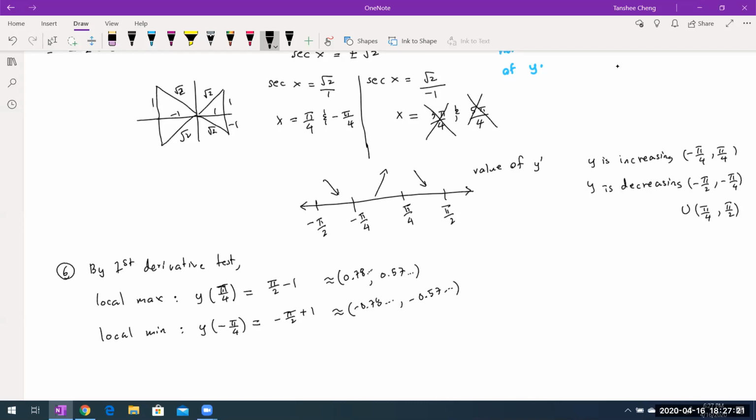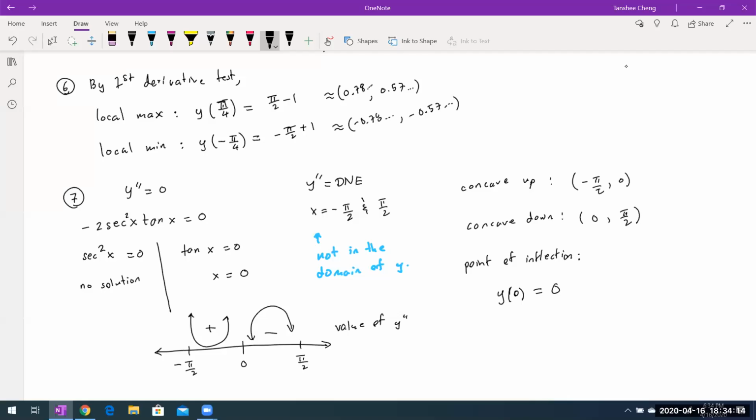So the next part is we want to find out the concave up and concave down. So we need to set the second derivative equal to 0 and then solve for possible inflection points. Then, using the same idea on the real number line, we're going to test the second derivative values to talk about the concavities, concave up or concave down. So let's try to do that first. Okay.